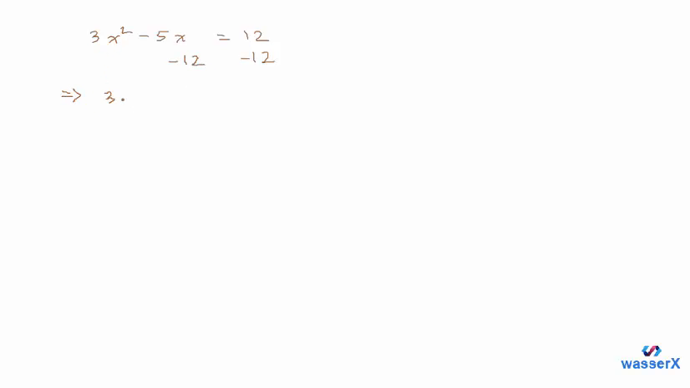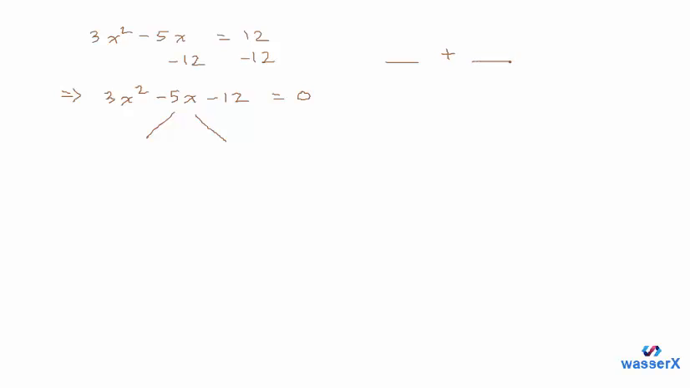So we can rewrite the equation as 3x squared minus 5x minus 12 is equal to 0. Always try and get a quadratic equation in this form: ax squared plus bx plus c on one side and 0 on the other side. Okay. Now, again, we are going to split up this term, obviously.